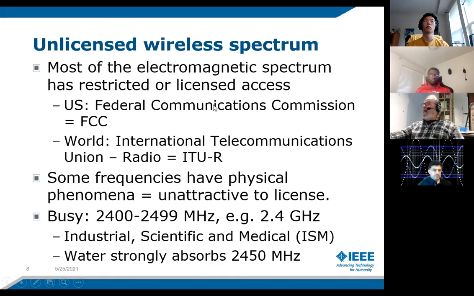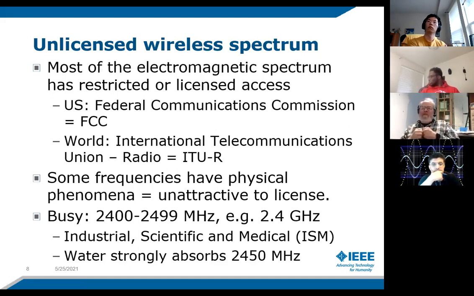So, unlicensed wireless spectrum. Why do we care about this? Well, most of the electromagnetic spectrum has restricted or licensed access. In the US, the Federal Communications Commission rules on all these things. Around the world, there's the International Telecommunications Union, and that's a branch of the United Nations. Now, some frequencies have a physical phenomenon that makes them unattractive to license.